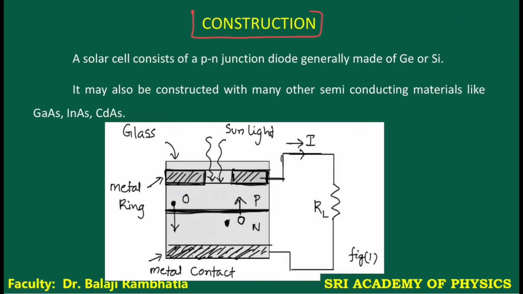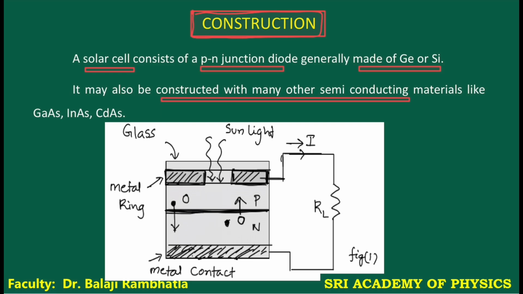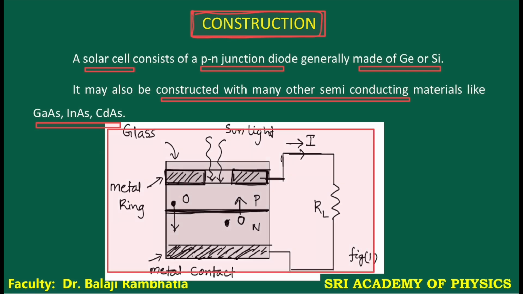we will discuss the construction of the solar cell. What is a solar cell? A solar cell is a PN junction diode. Generally it is fabricated with germanium or silicon. It may also be constructed with many other semiconducting materials like gallium arsenide, indium arsenide, cadmium arsenide and so on. Nowadays, solar panels are prepared with organic polymers. This is the diagram of the construction of the solar cell.